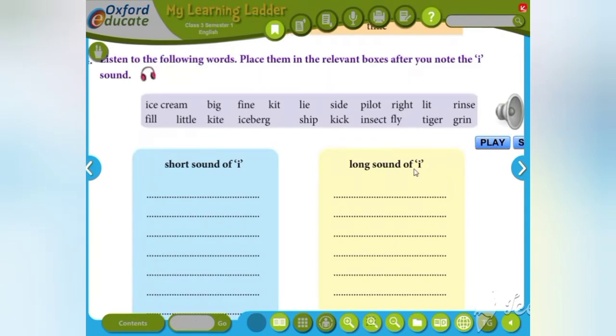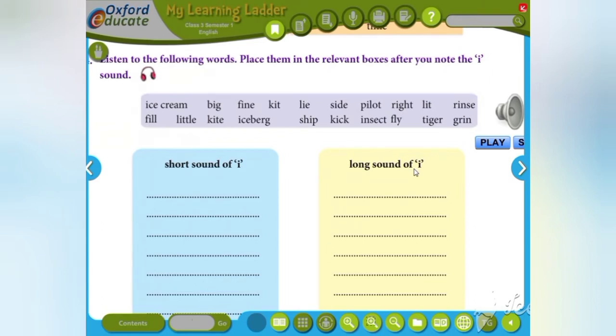Listen to the following words. Place them in the relevant boxes after you note the I sound. So in the box there are a few words given, right? Ice cream, big, fine, kit, lie, side, pilot, right, lit, prince. You have to read the words and write them in the boxes below.